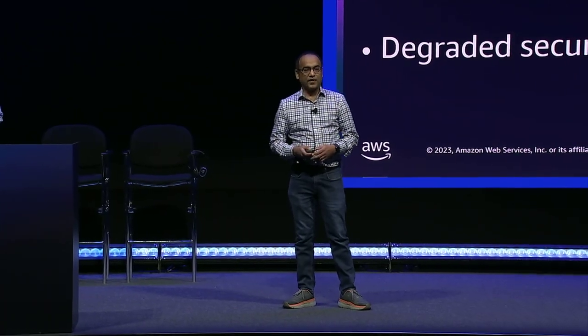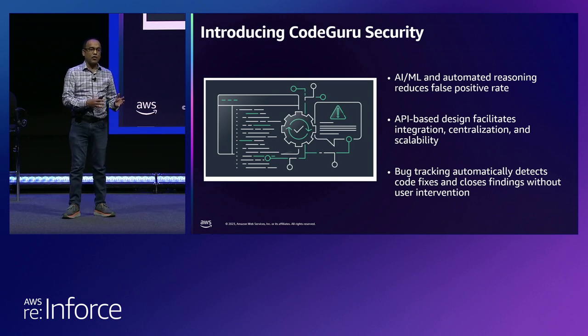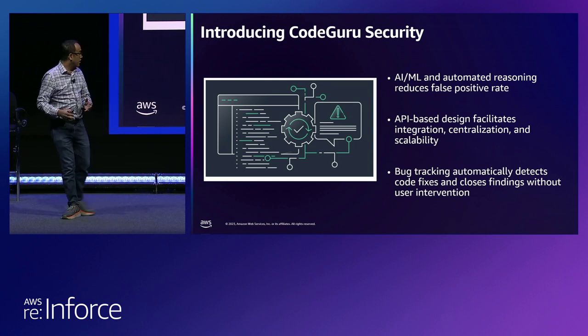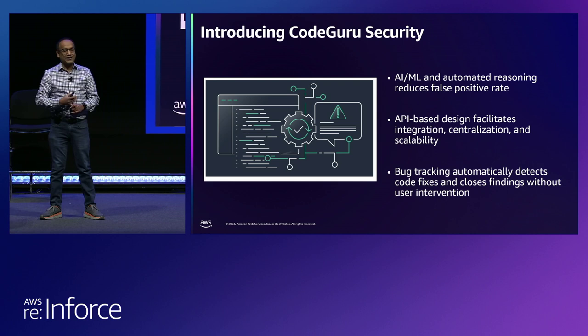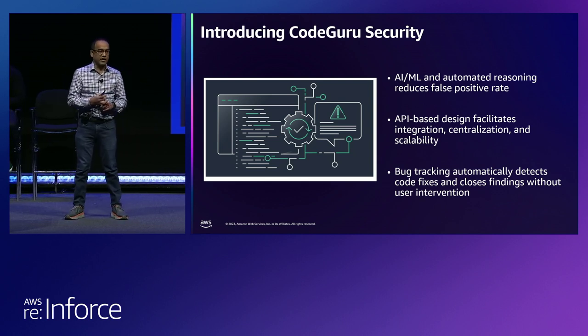Hello, everyone. Thanks, Ifine. So Ifine set up the problem space. Let me just talk about CodeGuru Security. This was announced yesterday in the keynote. It's a new product that helps solve all the challenges that Ifine brought up. The unique thing about this product is it's a combination of AI and ML, and it brings in a very low false positive rate. How do we bring a very low false positive rate into the picture?